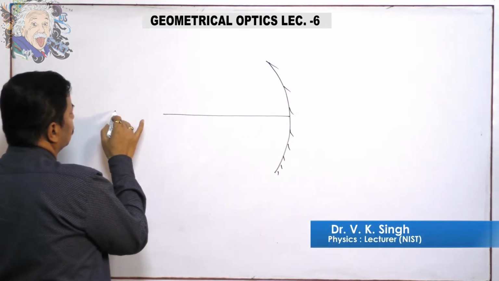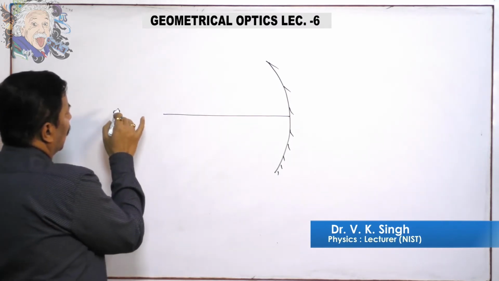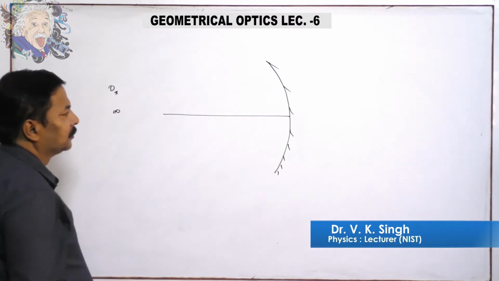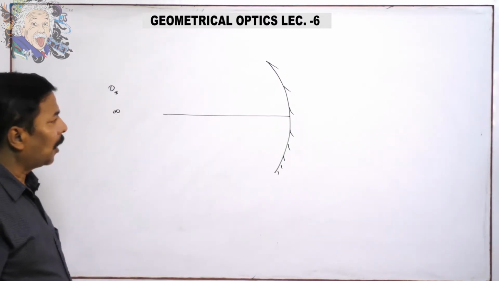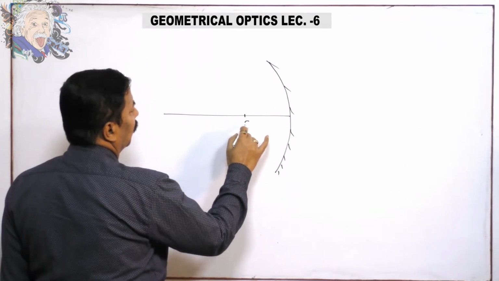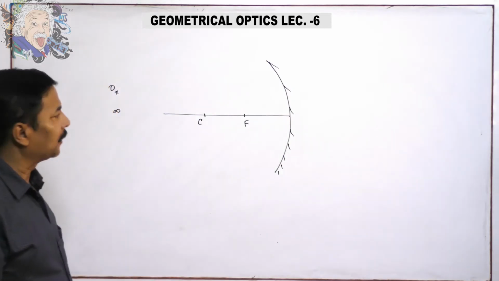Here is the infinity, and here is the object. Now you see the object is moving. Here is your focus, here is your center of curvature.